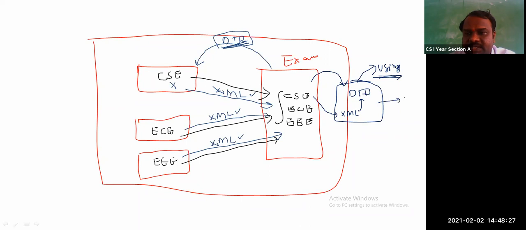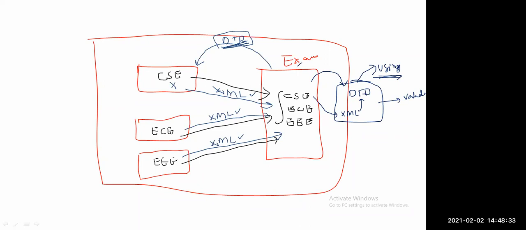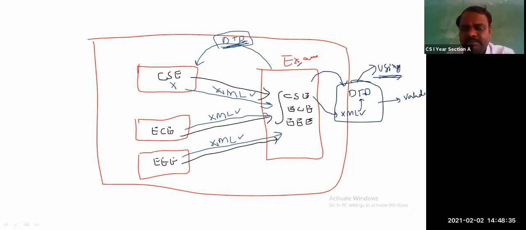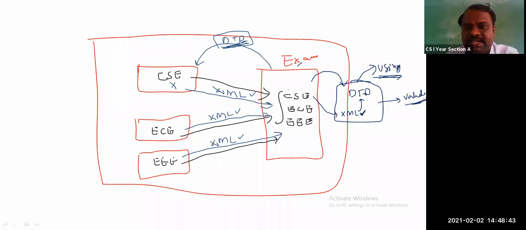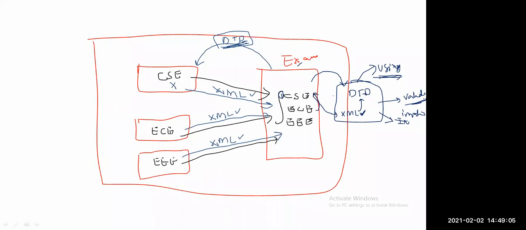If it comes back as valid, will the exam branch consider this a valid document or not? Yes, your software also says valid, so they will consider this document valid. If it says invalid, meaning the ECE department has given an XML document but it comes back invalid, will they integrate this data even though it is invalid? No, they won't.